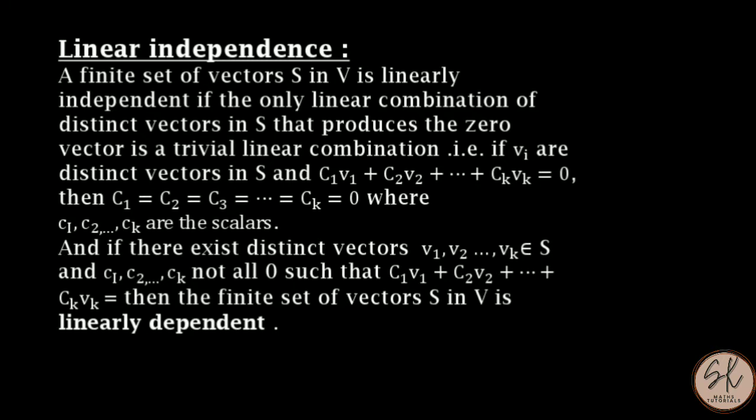Hello everyone, and today's topic is linear independence. A finite set of vectors S in V is linearly independent if the only linear combination of distinct vectors in S that produces the zero vector is a trivial linear combination. That is, if Vi are the distinct vectors in S and its linear combination is this, then the scalars must be equal to 0. And if any scalar is not equal to 0, then the set of vectors is called linearly dependent.